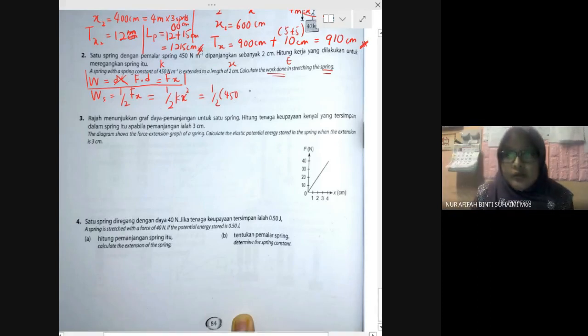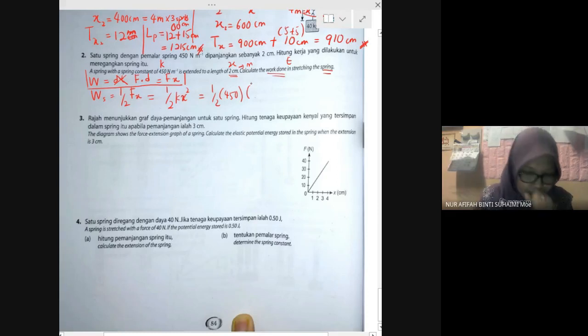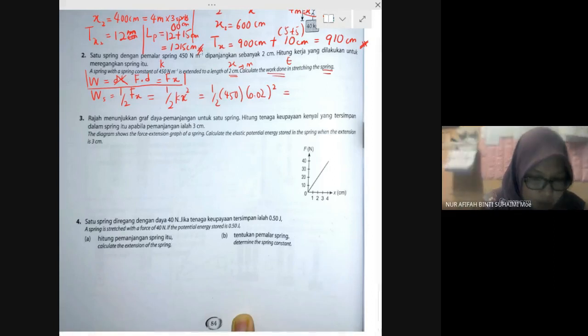Okay. 450 Newton meter to the power of negative 1. So, look carefully for dia punya extension. It used 2 cm. 2 cm you must convert to meter. Jangan terus masukkan. Jangan terus letak 2 cm. So, this 2 cm you must convert to meter. Tukar kepada meter dulu. So 0.02 meter square. Okay, cari berapa? How much the energy needed to stretch the spring?